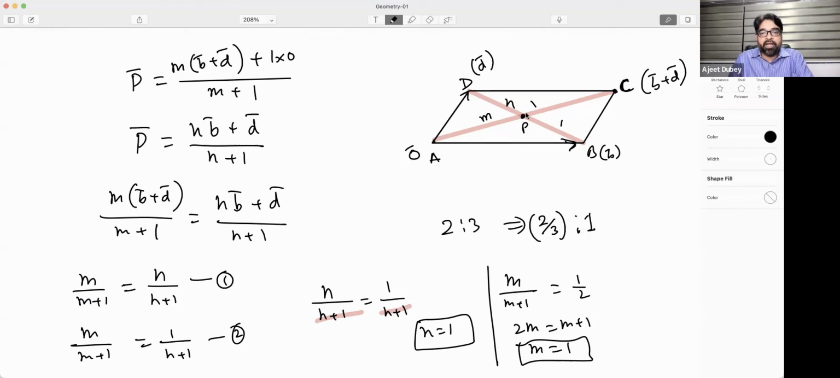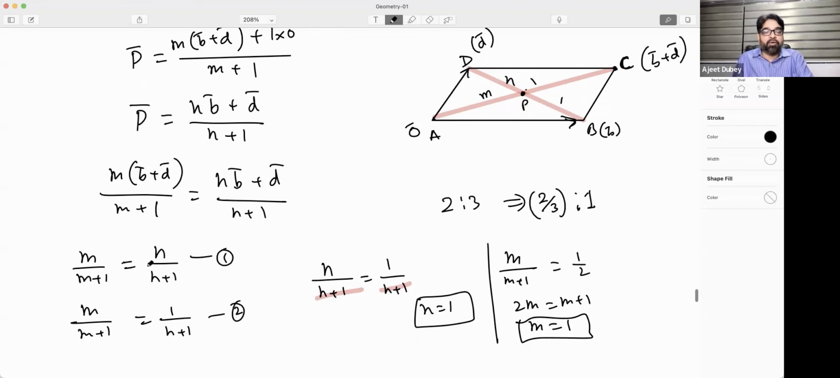The position vector of P we calculated by using M and 1. So M into B plus D plus 1 into 0, divided by M plus 1. And P calculated by using these two also we got, and both are equal. You compare the B and D coefficients, since vector coefficients can be compared. So n equals 1, m equals 1. It means this is the 1:1 ratio, and this is also the 1:1 ratio. So they will bisect. Am I clear?